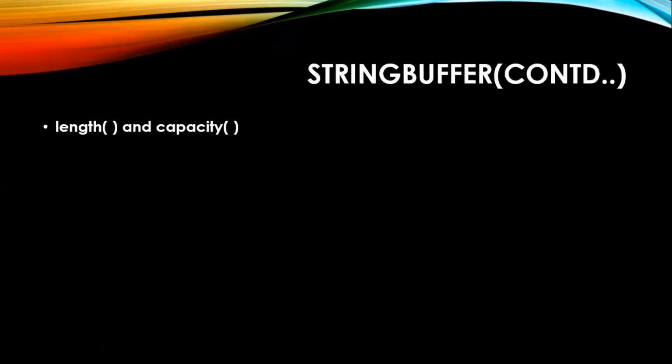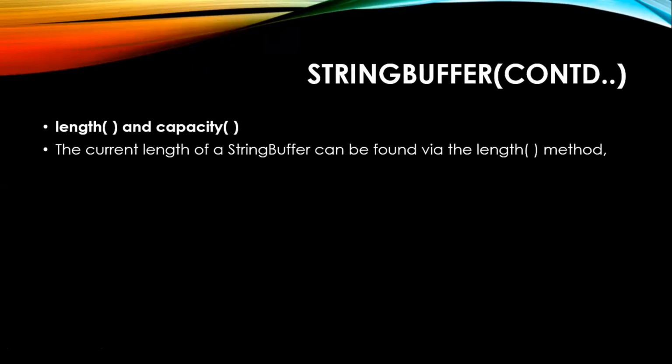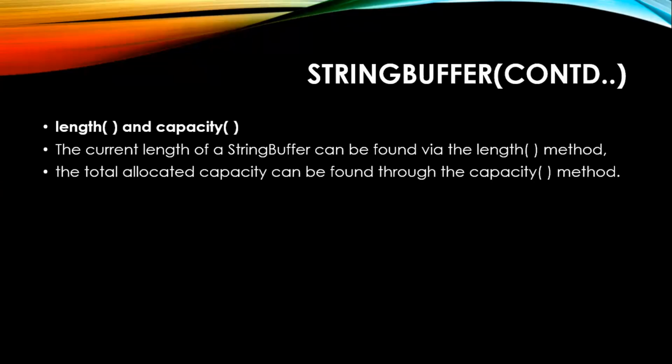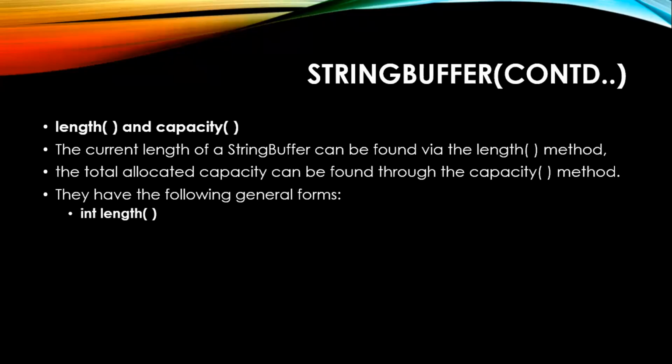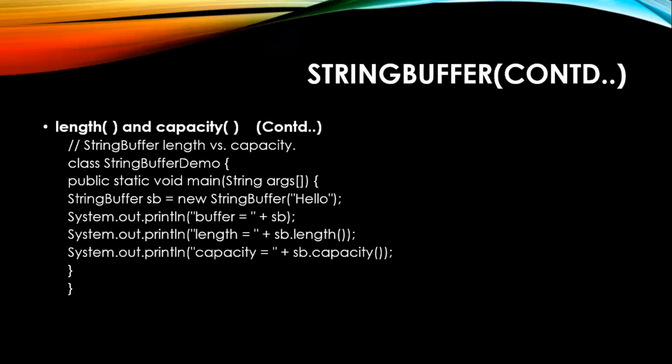So you have two methods, which are length and capacity. The current length of a StringBuffer can be found via the length method. The total allocated capacity can be found through the capacity method. They have the following general forms. int length, that means how many characters there are in the StringBuffer, so it is an int return type. int capacity, whatever is the maximum number of characters it can allocate, will be some integer number, so the return type is int itself.